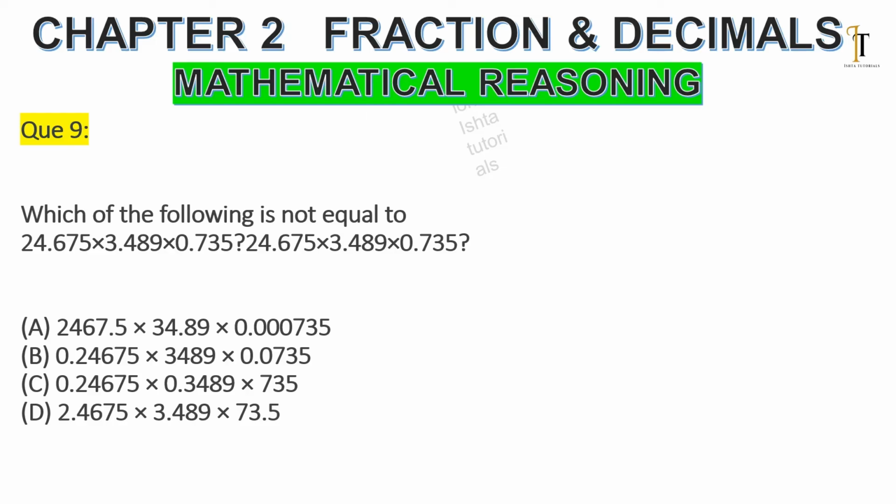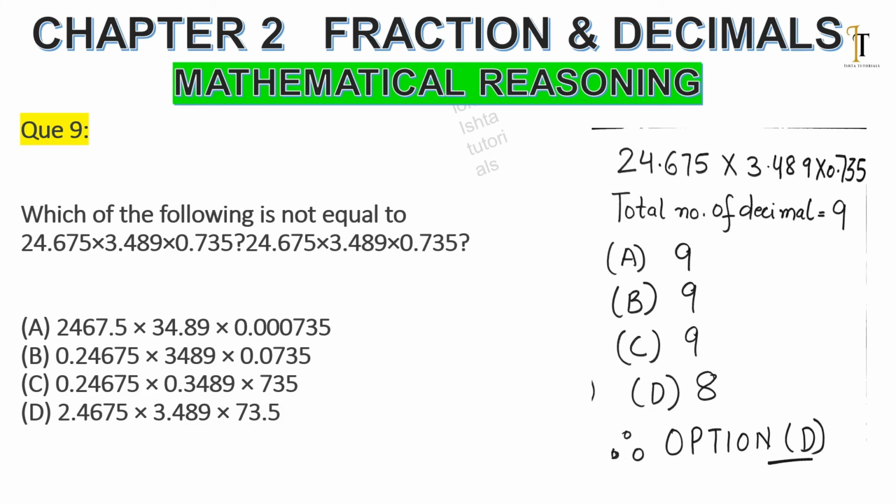Question number 9. Which of the following is not equal to all these numbers? So students, here you need to count the number of decimal places. In the question we have a total of 9 decimal places. Let's check option A. We have a total of 9 decimal places. Let's check: 1, 2, 3, 4, 5, 6, 7, 8, 9. Similarly in option B we have 9. In C we have 9. But let's check option D. We have 1, 2, 3, 4, 5, 6, 7 and 8. So option D will be the correct answer.